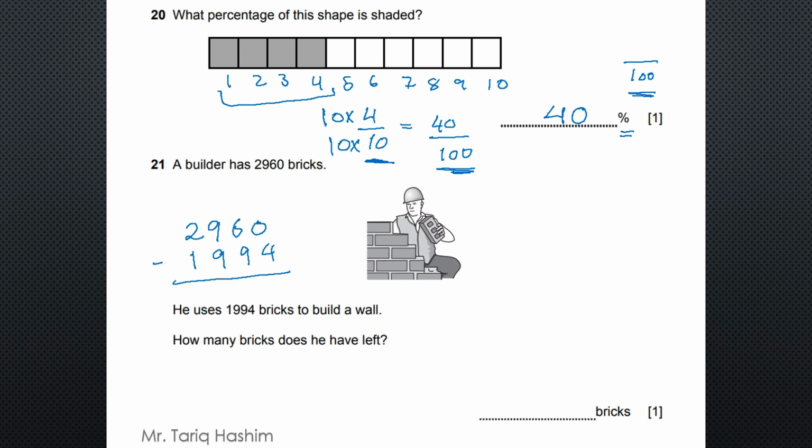0 minus 4: take 1 from 6, which becomes 5. So this will become 10. 10 minus 4 is 6. 5 minus 9: take 1 from 9, which becomes 8. This will be 15. 15 minus 9 is also 6. 8 minus 9: we also take 1 from 2. This will become 18. 18 minus 9 equals 9. And here we have 1 minus 1 is 0. So we have 966 bricks.